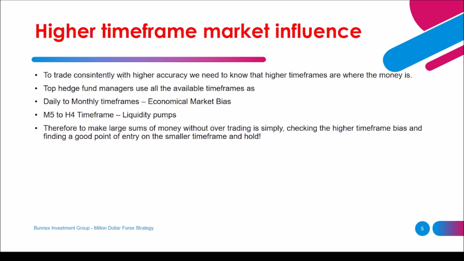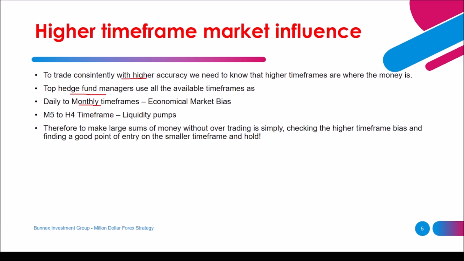So to trade consistently with higher accuracy, we need to know the higher time frames, because these are the time frames where all the money is. Top hedge fund managers use all the available time frames, from the daily to the monthly time frame. They are used as economic market bias. So let's take for instance, if Britain is on a bullish side in terms of economic improvements, it means the daily or the monthly time frame is going to run long in one particular direction, right?